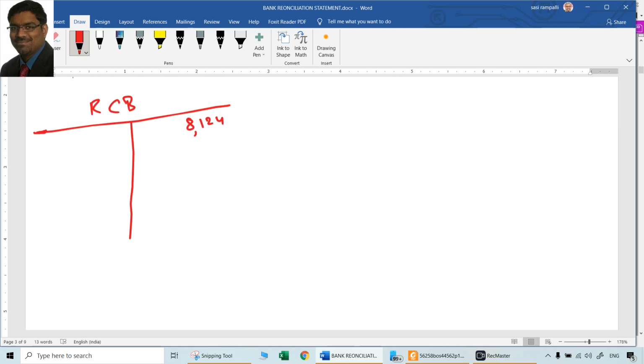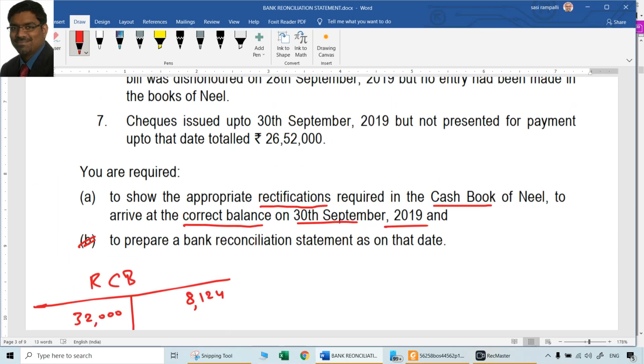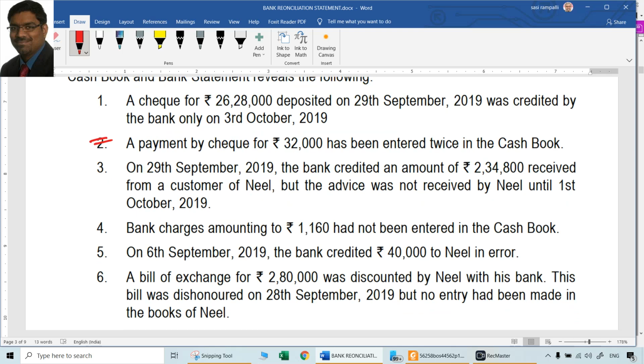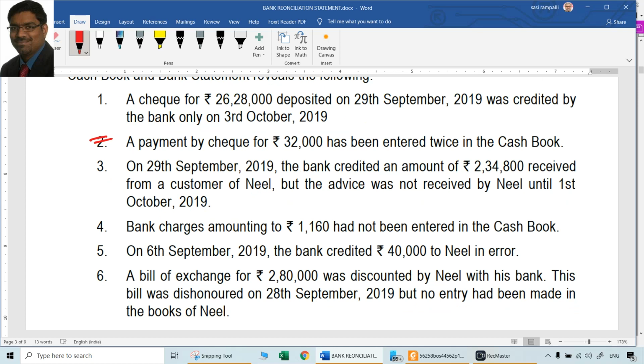How can you cancel that credit? By debiting it. So rectification will be to cancel that excess credit earlier done of 32,000. Once it should have been done, but by mistake it was done twice. So it has to be nullified by debiting the cash book. 32,000 debited. Done.